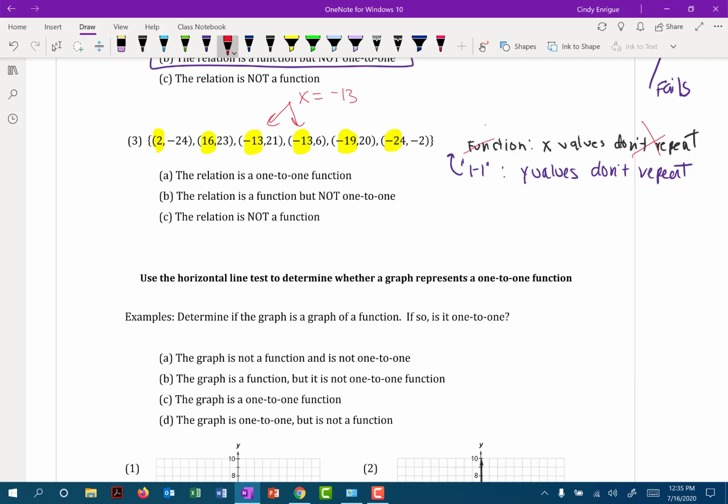So it fails it being a function. So is the relation a one-to-one function? No. Is the relation a function? No. I didn't even have to read the rest of that sentence, right? If it's not a function, it definitely cannot be one-to-one. And then the third option, part C, is the relation is not a function. So that is the only choice that we have, that the relation is not a function.